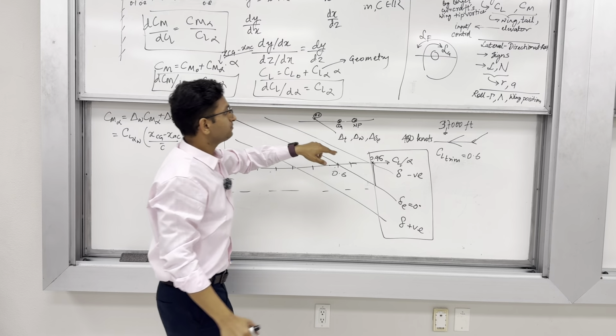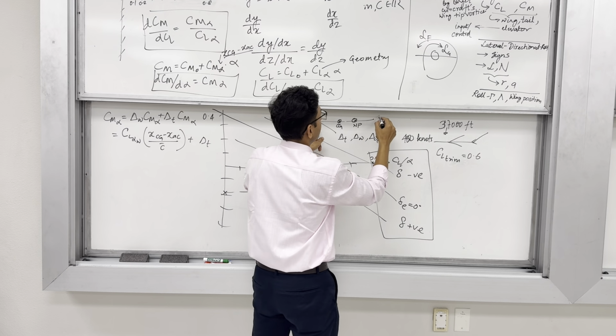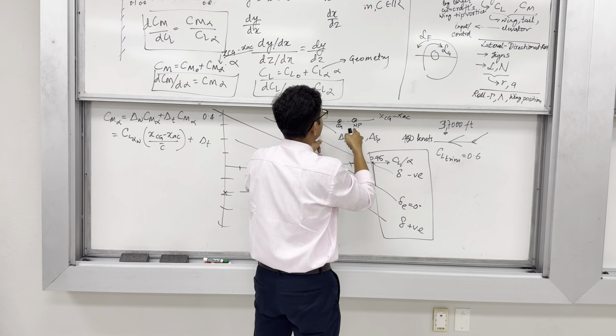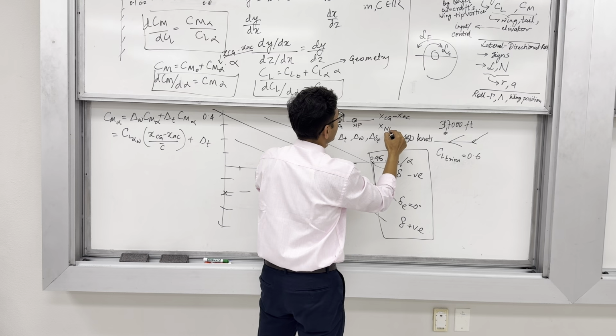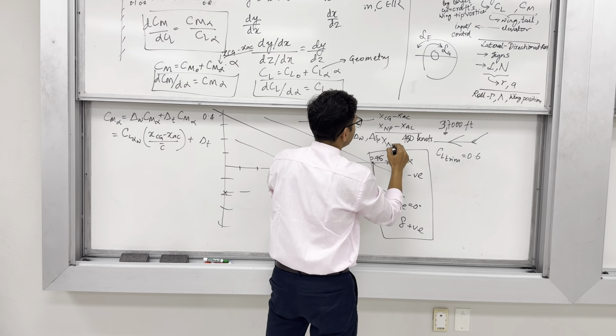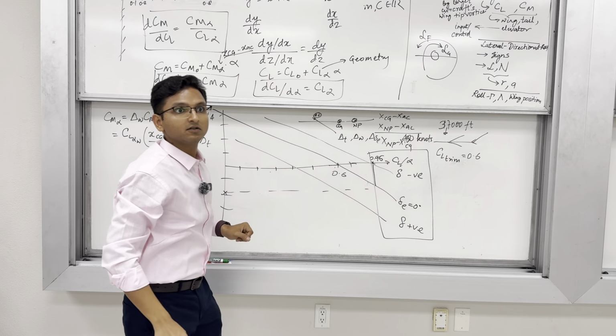So, basically if you write down the moment about CG, you will have a term like xCG minus xAC, and if you write down the moment about xNP, you will have a term like xNP minus xAC. Then recall that you subtract them, and that is where you get xNP minus xCG, which goes into the static margin. Okay.